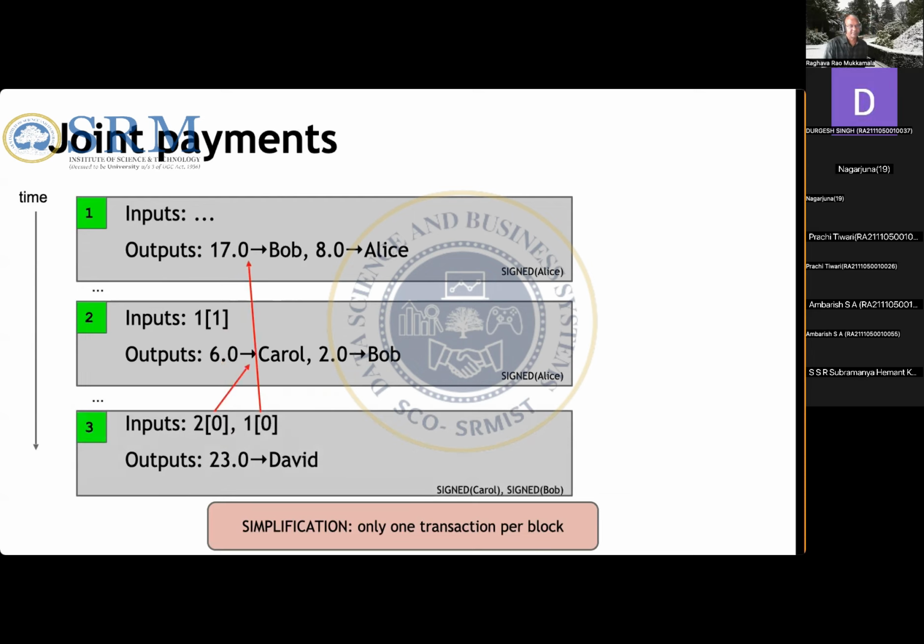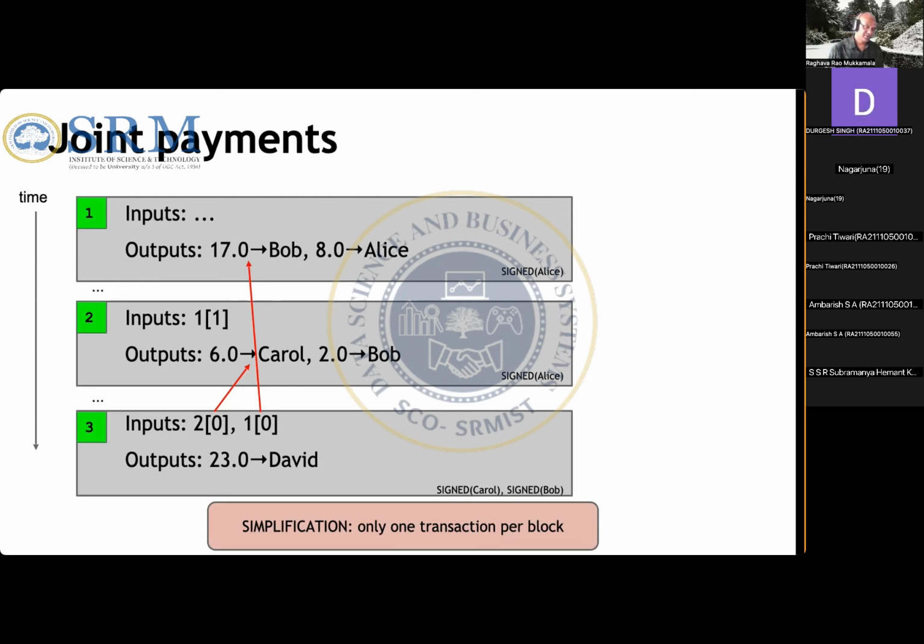Similarly, joint payments is another scenario. Let's say that you have two people involved in the transaction, right? So let's say that Carol and Bob are partners in a business and things like that. Now they want to pay David 23 bitcoins.